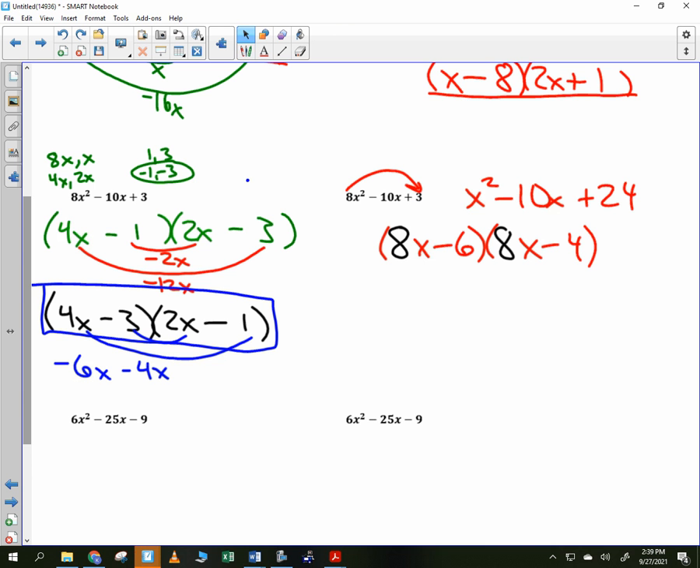What are 8 and 6 divisible by? Divide them by 2, and you get 4x minus 3. What are 8 and 4 divisible by? 4. And you get 2x minus 1.